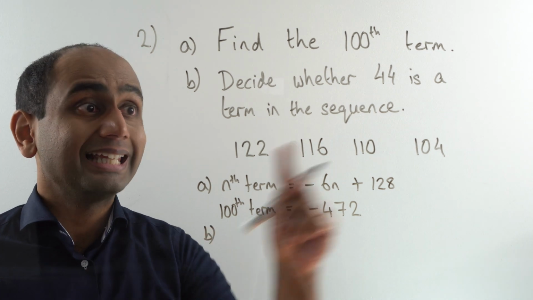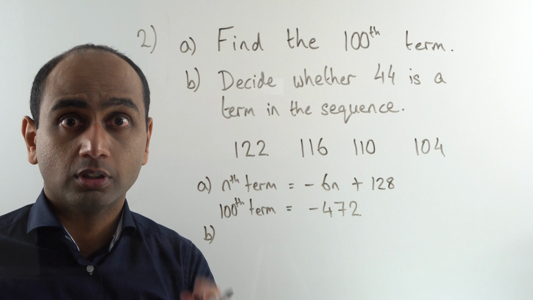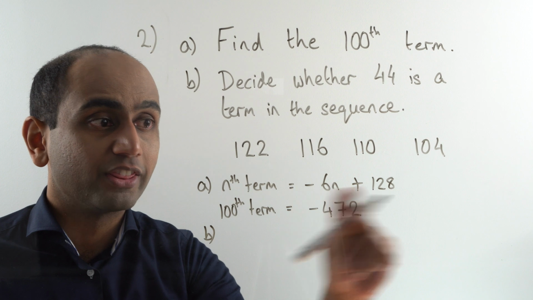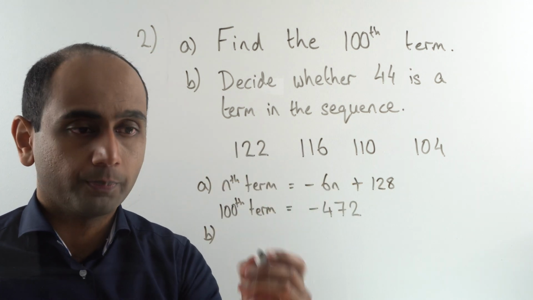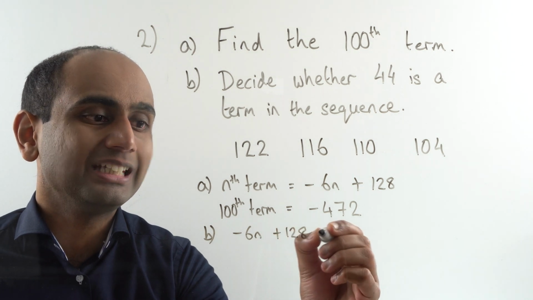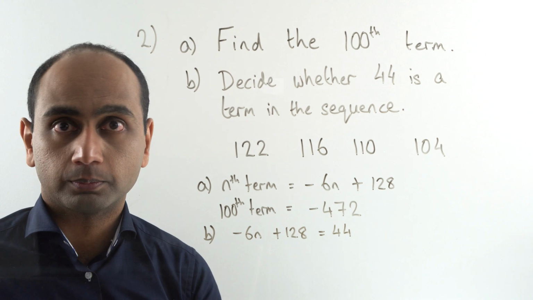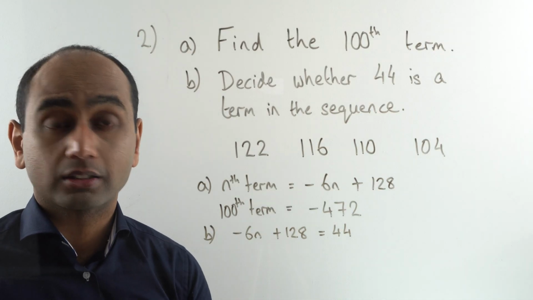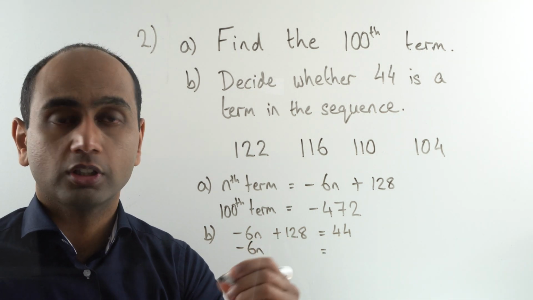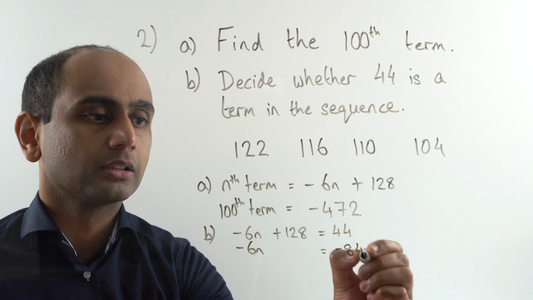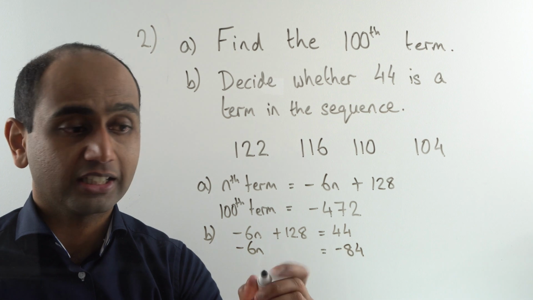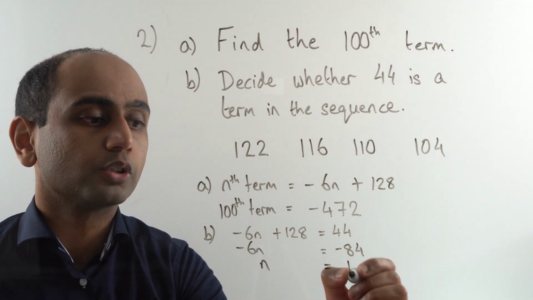Moving on to part B. If 44 is in this sequence, then we should be able to find a positive integer value of n where this turns out to be 44. So we want to solve negative 6n plus 128 equals 44. If I subtract 128 off both sides, I get negative 6n equals negative 84. And if I divide both sides by negative 6, that gives me n equals 14.